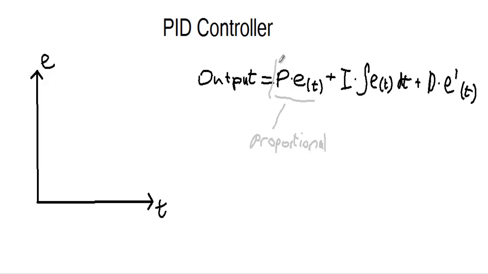This is the formula for this proportional argument, and what it says is some constant called P times the error. Now let's define what the error is. The error is actually the wanted state minus the current state.